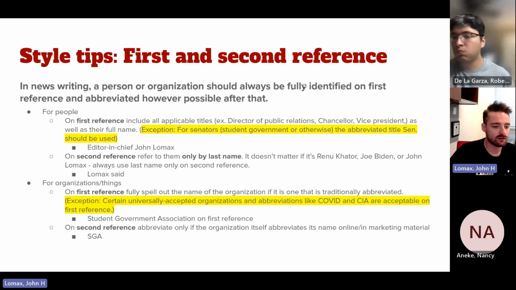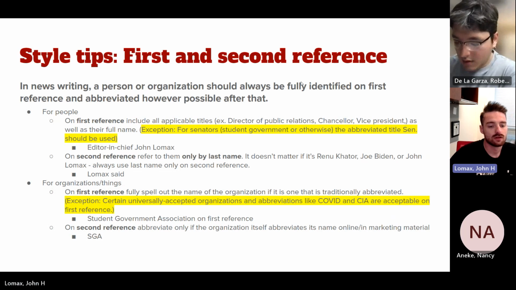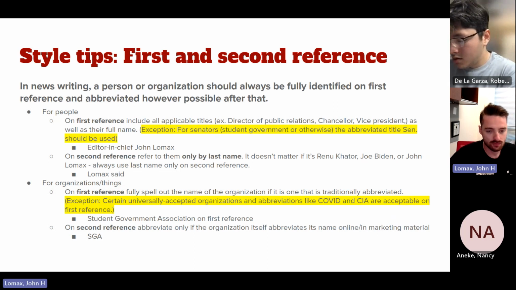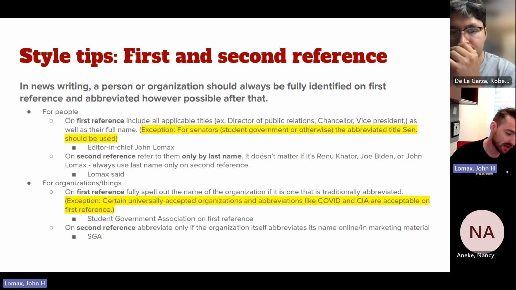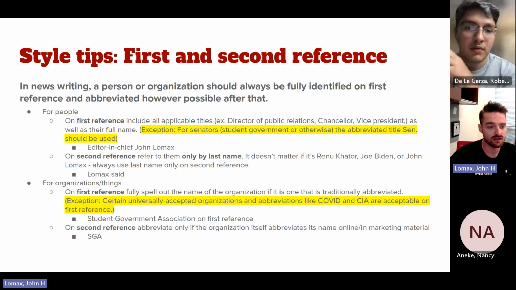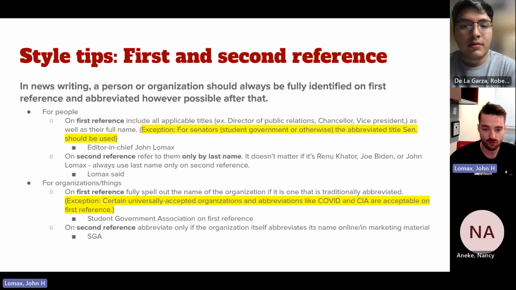Okay, first and second reference, a little refresher. Obviously on first reference, include all applicable titles. If it's a longer title, some people out here have crazy titles, like vice president of da-da-da in support of the president, whatever. In those cases, generally I would introduce their name first and then do a comma, they are the director of da-da-da-da-da.